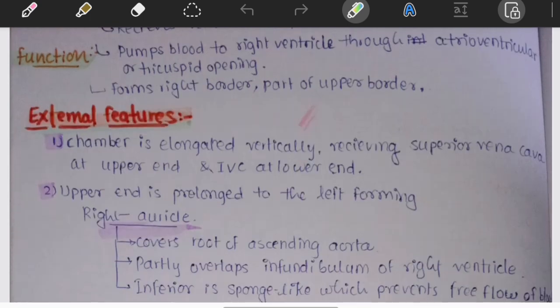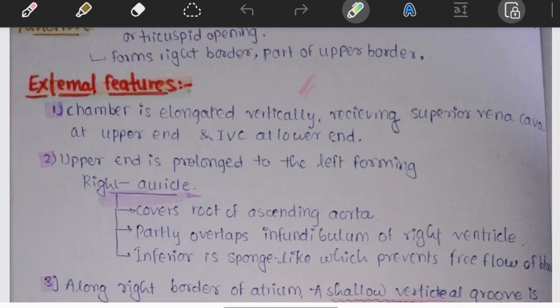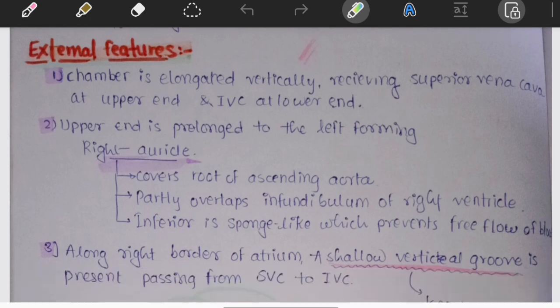External features. Now let's study the first feature, that is shape. The right atrium is elongated vertically, and its upper end receives the superior vena cava. At the lower end, it receives the inferior vena cava. So remember, SVC is above and IVC is below.